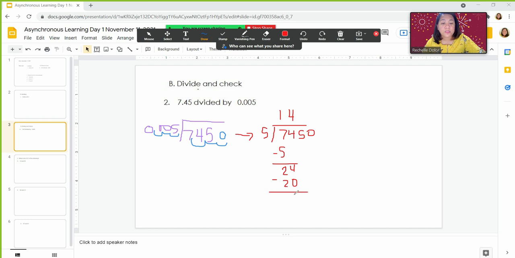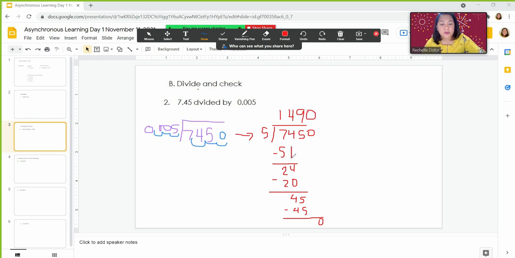4 minus 0 is 4. Bring down the 5. Then 5 times 9 is 45. 9 times 5 is 45. Then you will have 0 here. Bring down the 0. And you have 0 divided by 5 is 0.